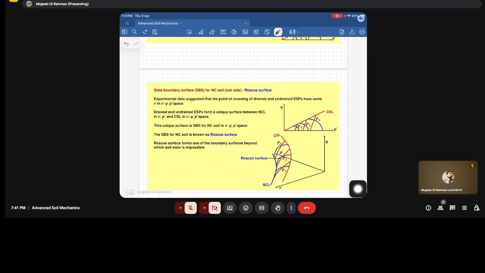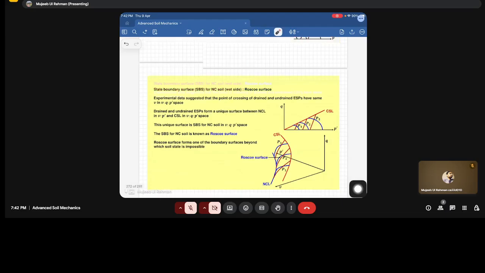The unique state boundary surface for NC soils in q-v-p' space is called the Roscoe surface. The surface passing through P1, P2, P3 is the Roscoe surface for the NC soils. The Roscoe surface forms one of the boundary surfaces beyond which soil is impossible. It is actually the bound on the wet side of the CSL.